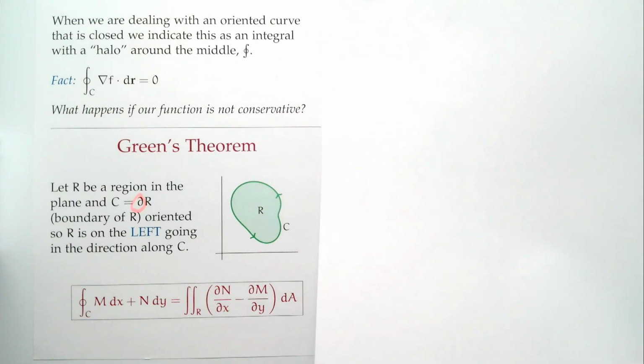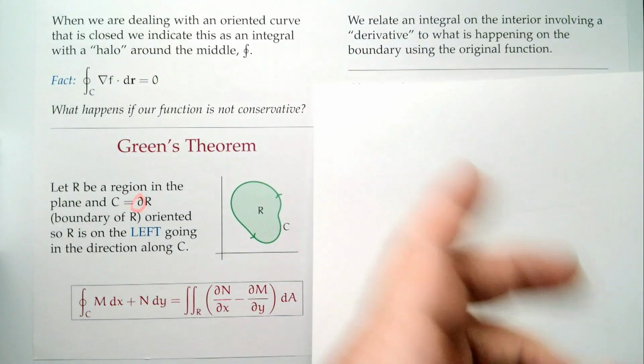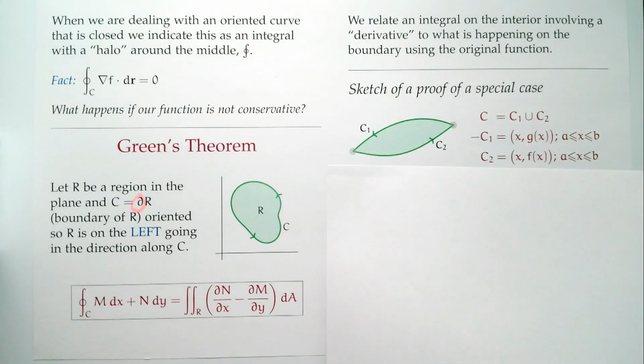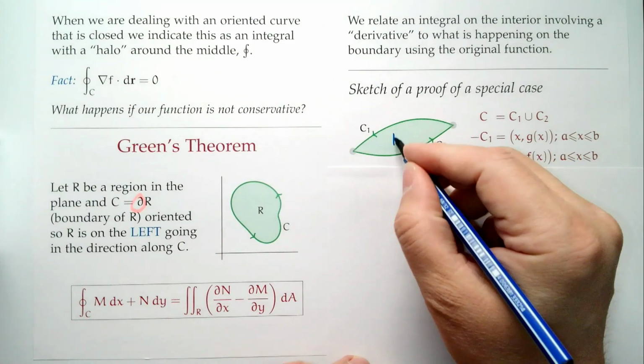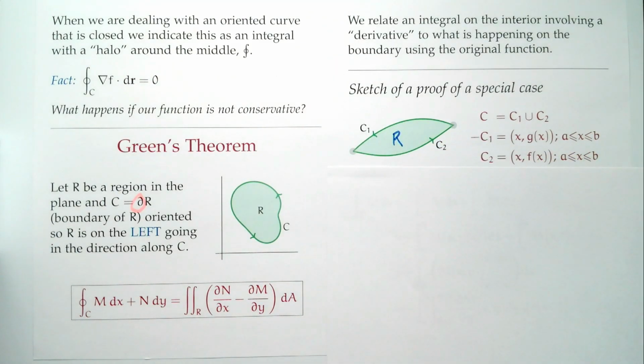Okay, let's do a quick sketch of the proof. Here we go. We're going to assume our shape is very, very simple, and our function is very, very simple, but it doesn't take much more than what we talk about to really go all the way. So suppose I have my region here. This is my region. I'll call it R, just to emphasize.